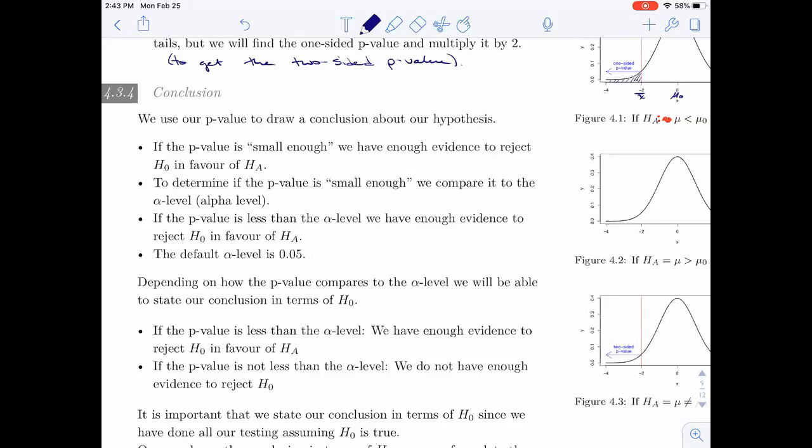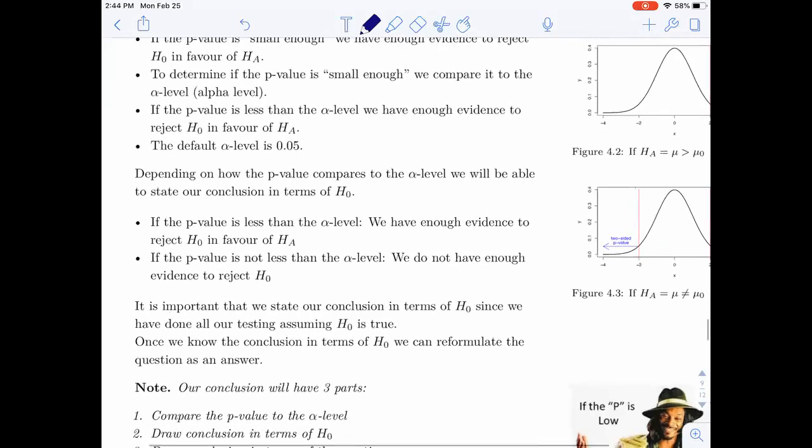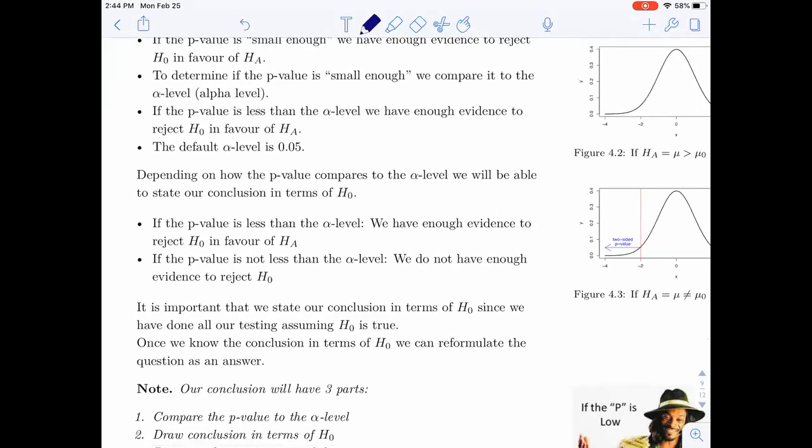And so if the p-value is less than the alpha level, we have enough evidence to reject H naught in favor of HA, right? If you're rejecting H naught, you should probably say what you're rejecting it for, right? And so I use the same sentence structure for both of these. I do that a lot, right? I use the same sentence structure and I'll just put a not or leave the not out.